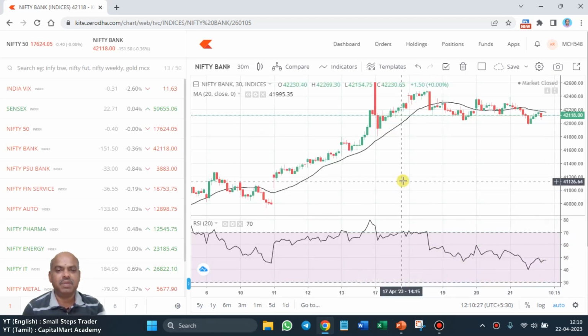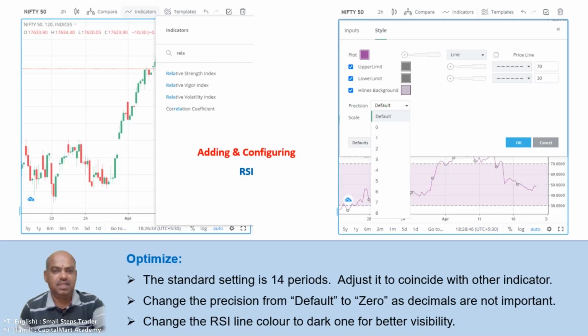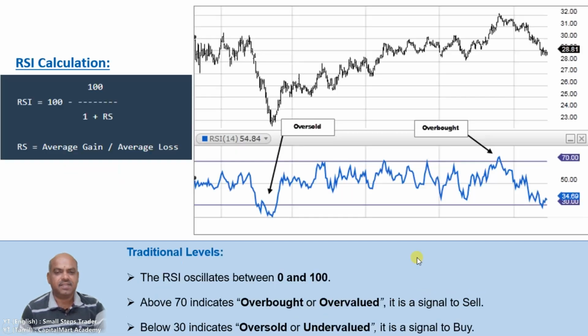Once you have added the indicator, optimize it for visibility and for better usage. Now we will see how the indicator has to be used. I changed the 14 period to 20 to match my moving average and coincide with it. Then I made the decimal points 0 and the curve dark for visibility. So this is the optimization I did.